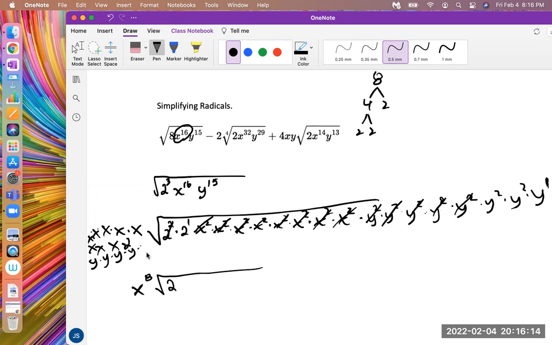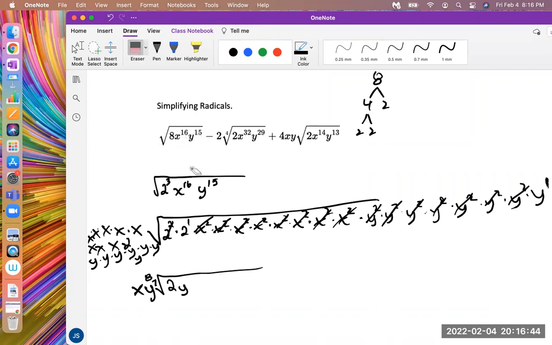Out from under the square root, because the square root of y squared is y. And that one y just has to stay under there. So we end up getting 1, 2 is left. We get y to the 7th, 2, and just y. So x to the 8th, y to the 7th, square root of 2y. That's what this whole thing simplifies to be.